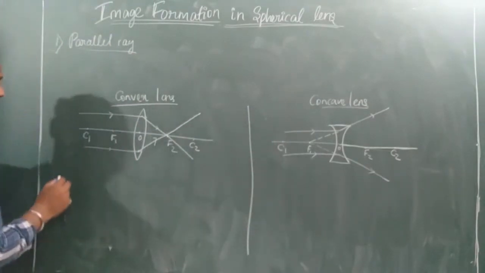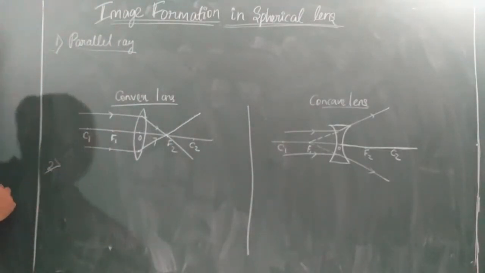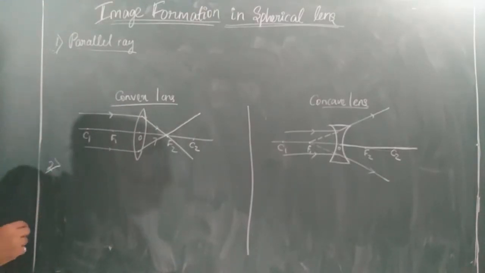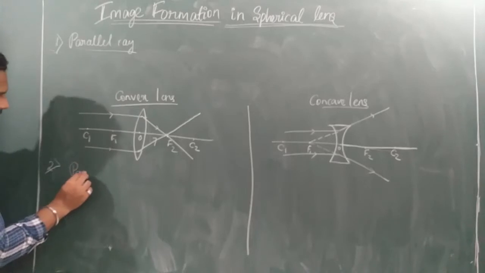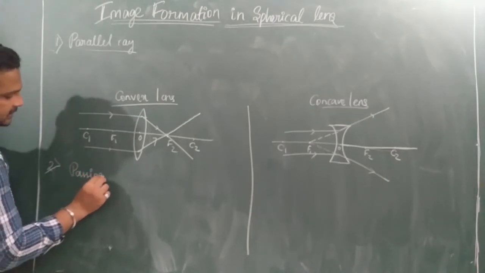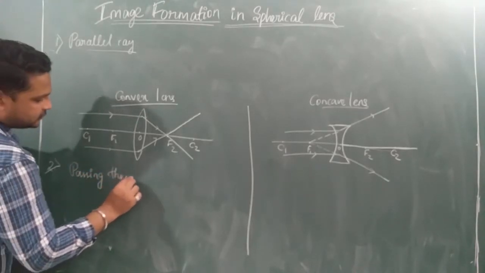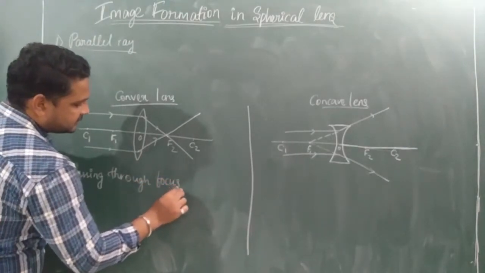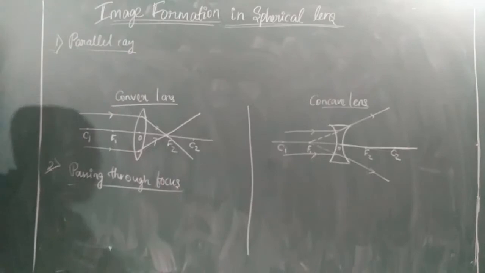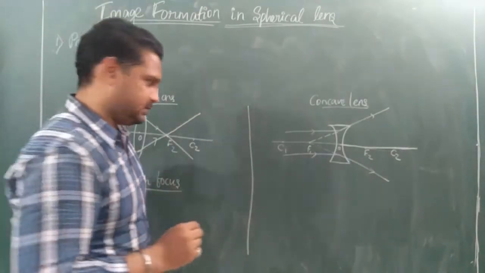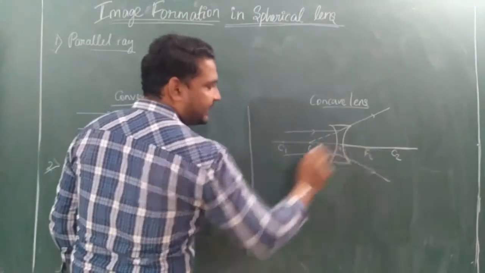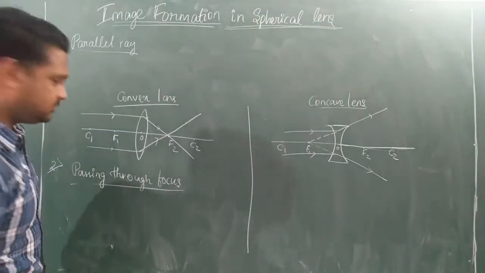Next, the second one will be when the incident ray passes through the focus. Incident ray passing through focus. Okay, which focus? The other focus. Means in this case F1, in this case F2. Understood?